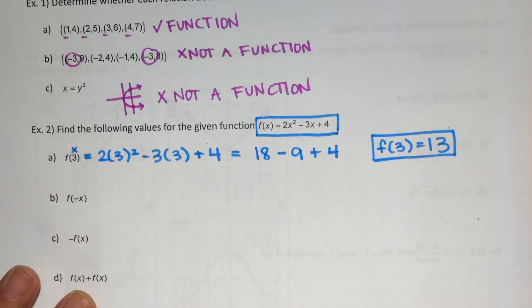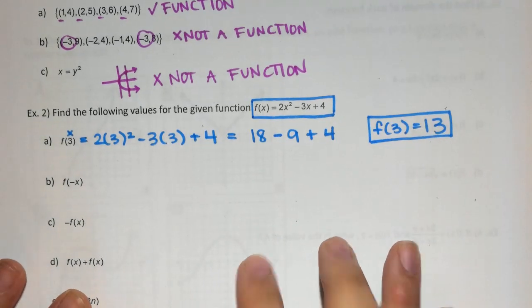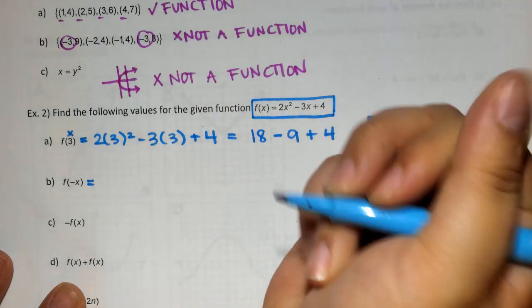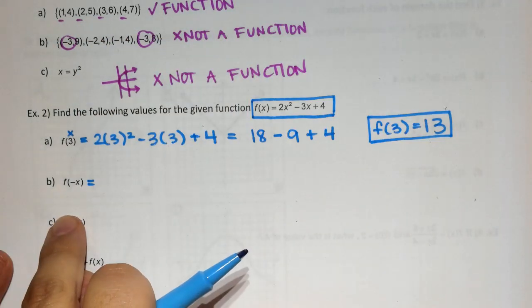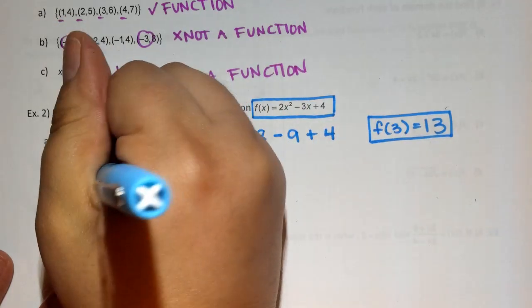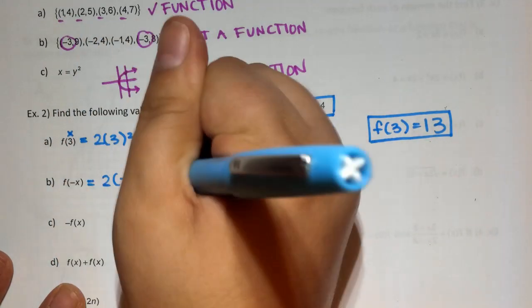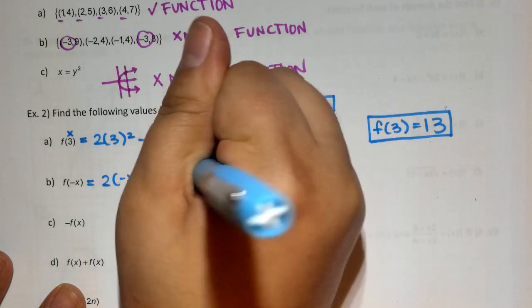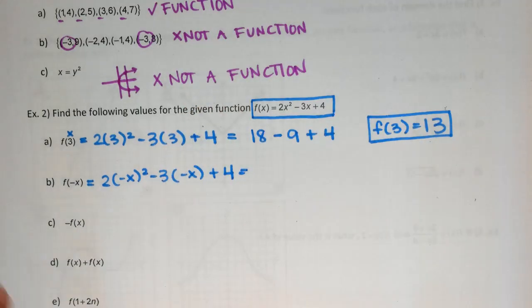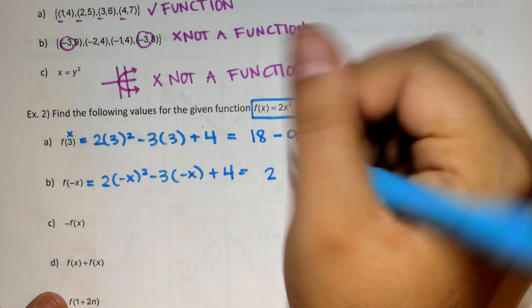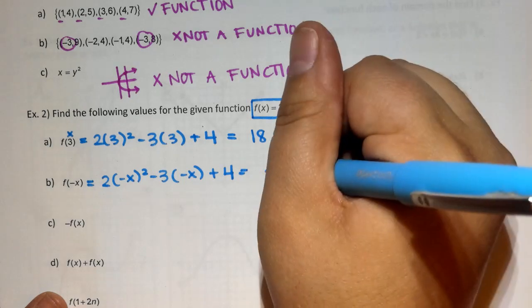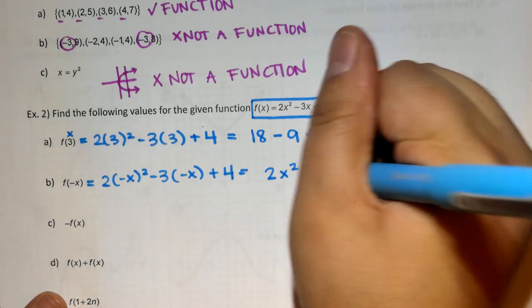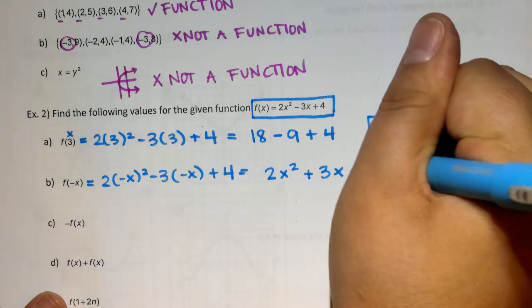What about f(-x)? What am I going to do for the second one? I'm going to not plug in negative 1. What am I plugging in? Negative x. Because it's an x in the x, it's going to leave you an equation. What is negative x squared? Just x squared. And that's going to leave me positive 3x plus 4.